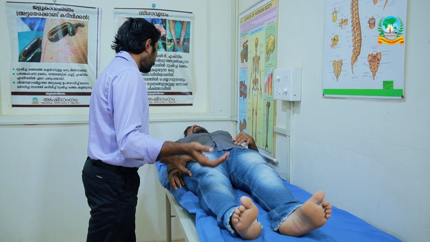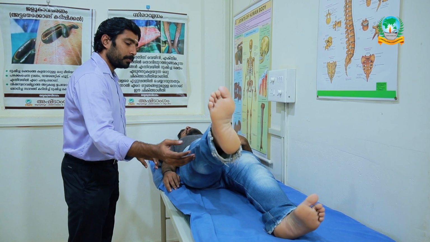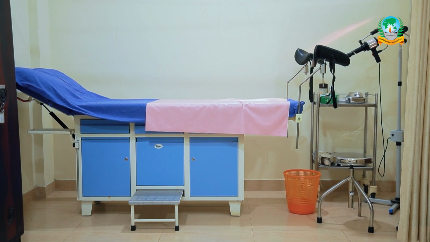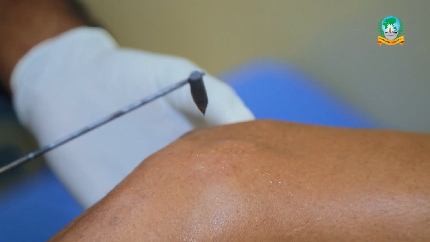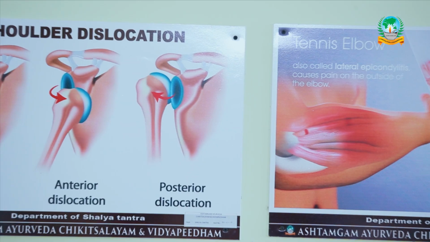We have an examination table for general examinations as well as a separate area for examination of anorectal cases such as piles, fistula and fissure. Attached to the OPD, we have a parasurgical unit where many of the outpatient level treatments are carried out.